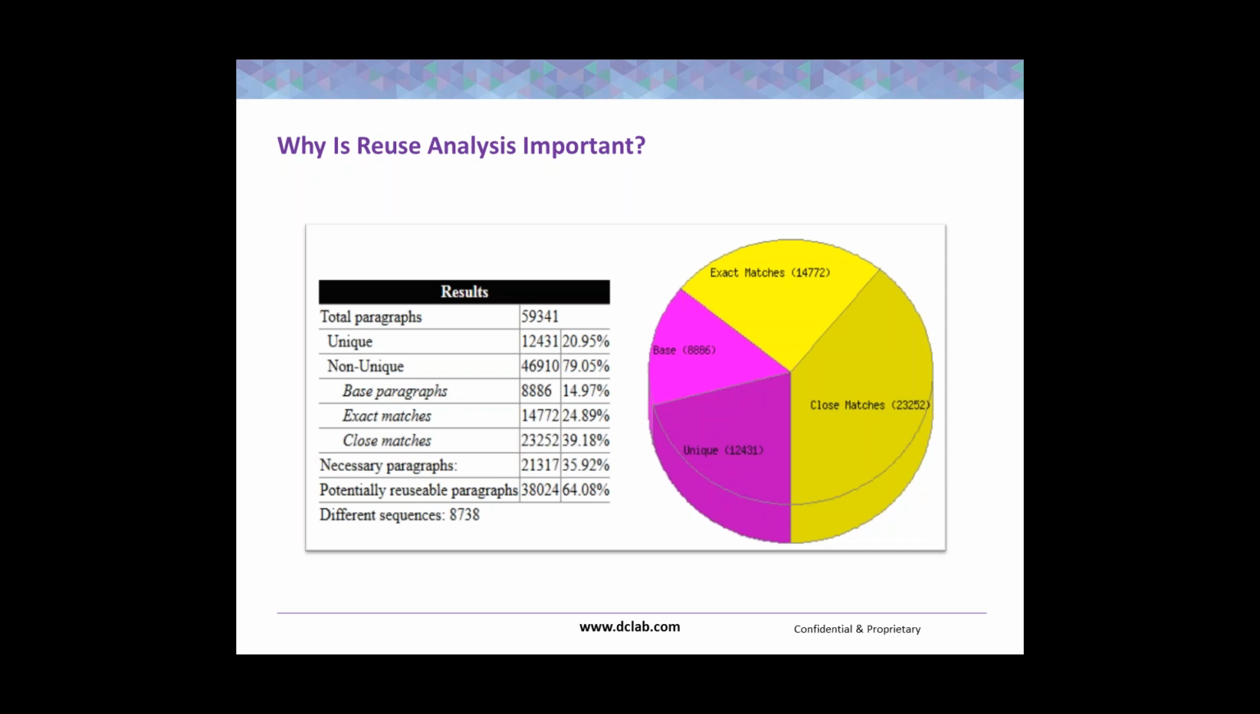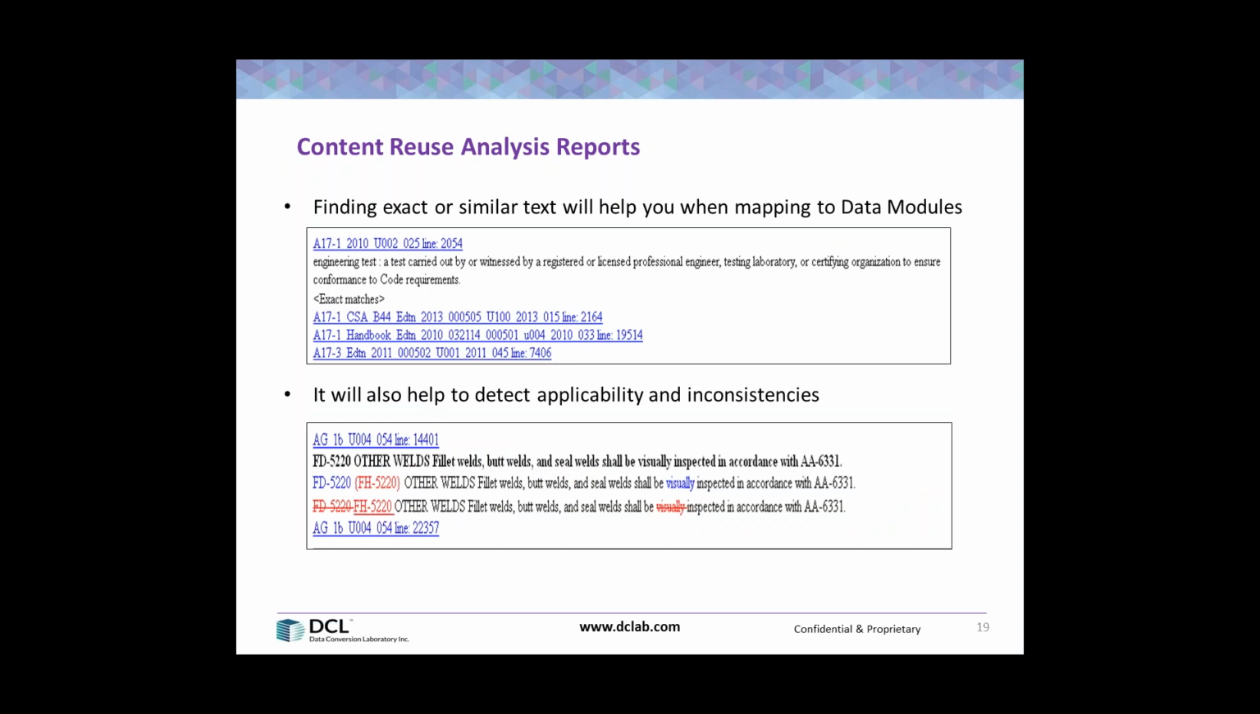I'm going to show you in the next slide how you can take that a step further and look at your documentation and see exactly what duplication you may have. Over here you have some base paragraphs, exact matches and close matches. So you could use some paragraphs that are similar to your base paragraphs and maybe reuse them with the addition of applicability, or revising or rewriting that specific paragraph if it doesn't change the meaning of the paragraph.